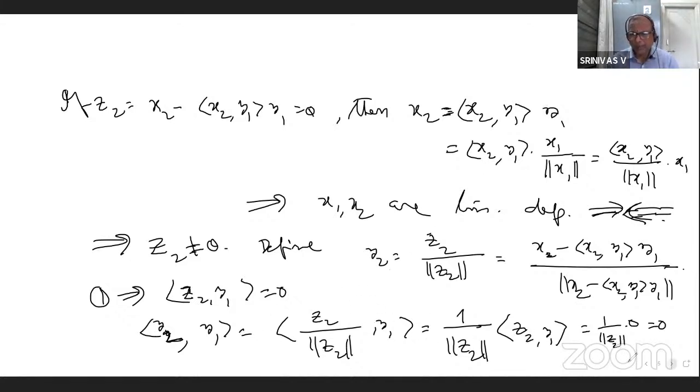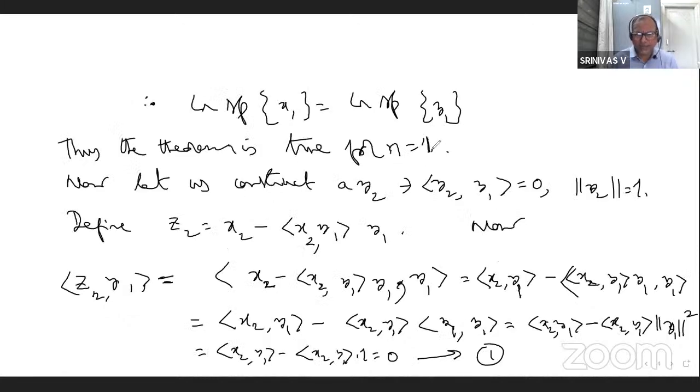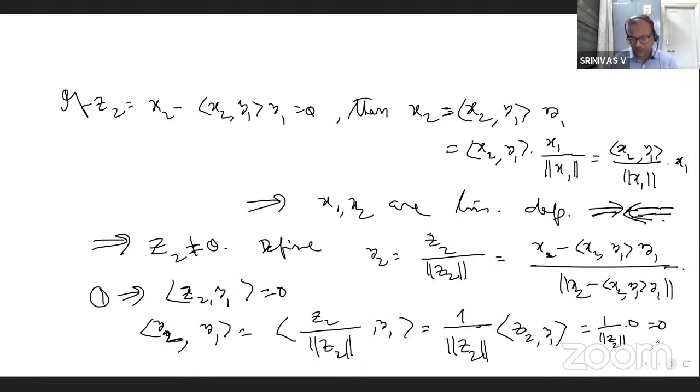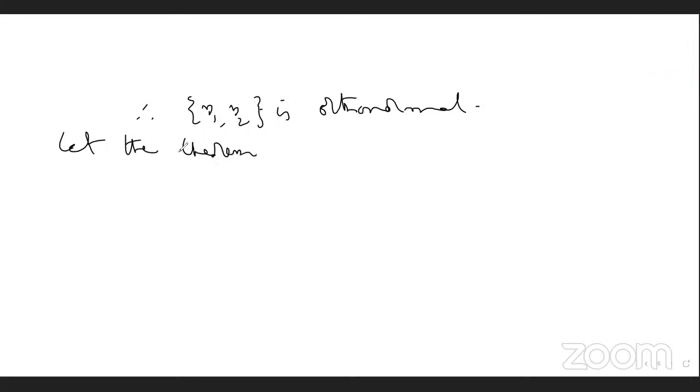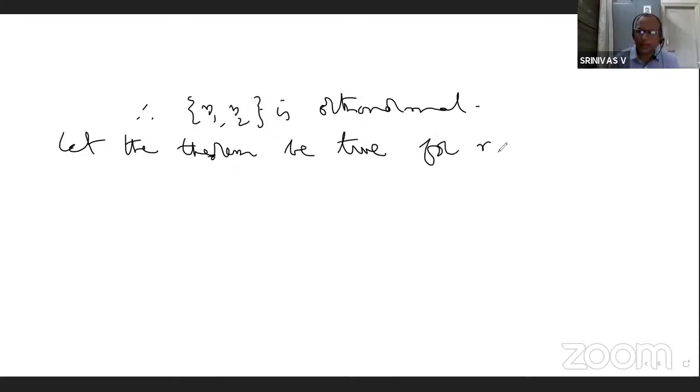Now we proved the theorem for n equal to 1. We will assume the theorem for n minus 1 and prove it for n. Let the theorem be true for n minus 1, for some natural number n. We will prove the theorem for n. So by the induction argument, it follows that the theorem is true for all natural numbers n.